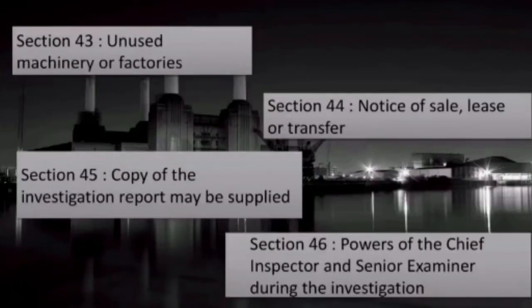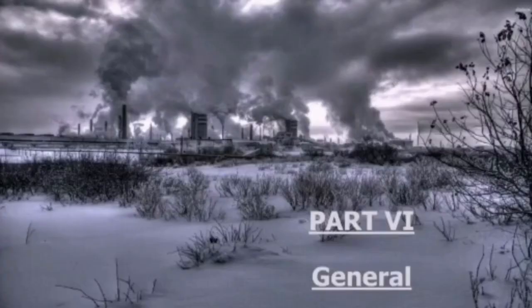Section 43 is unused machinery or factories. Section 44 is notice of sale, lease and transfer. Section 45 is copy of the investigation report may be supplied. Section 46 is powers of the chief inspector and senior examiners during the investigations. Part 6, which is general.